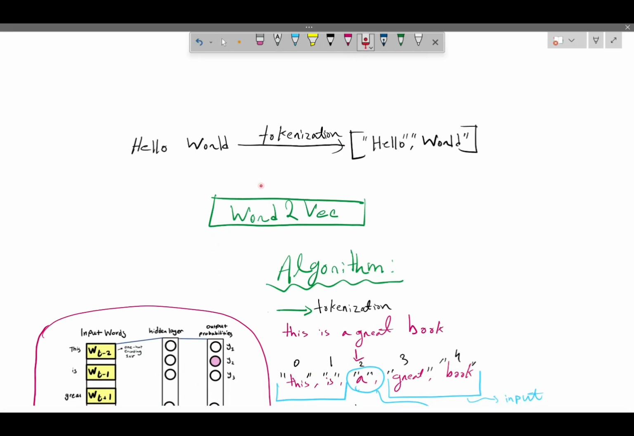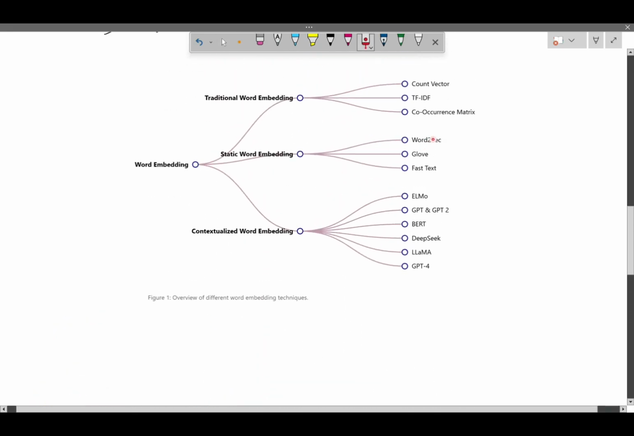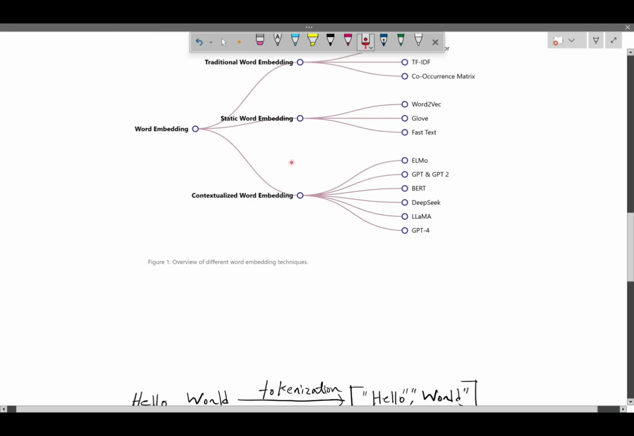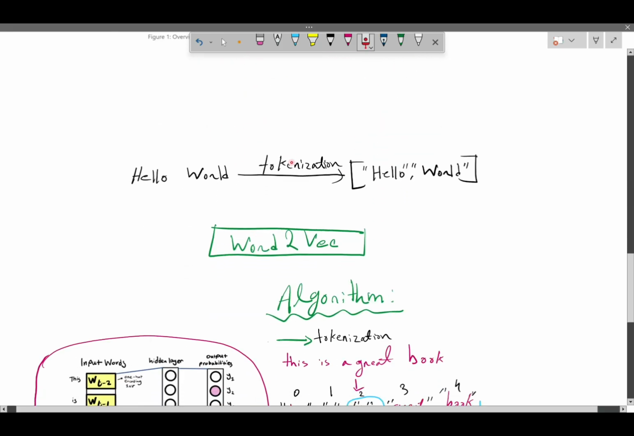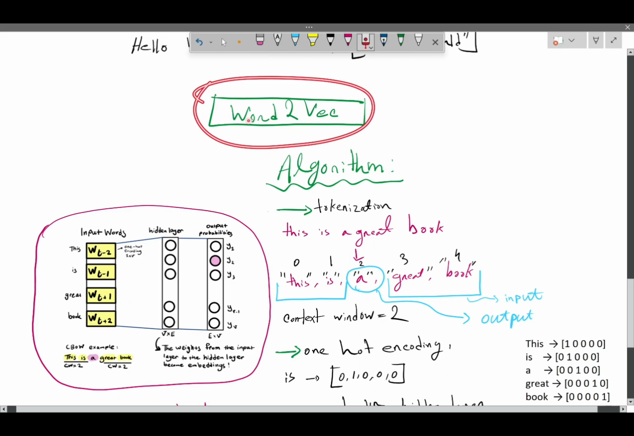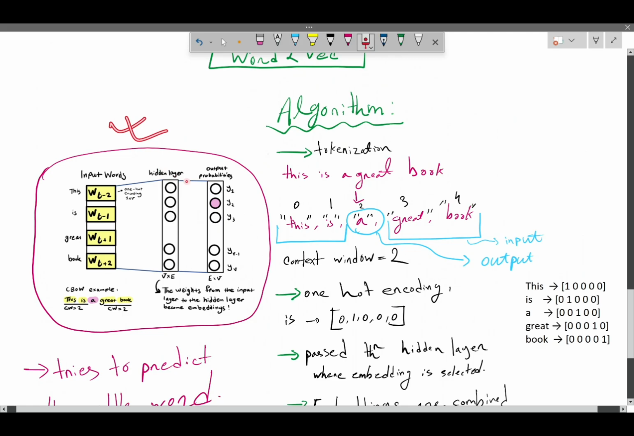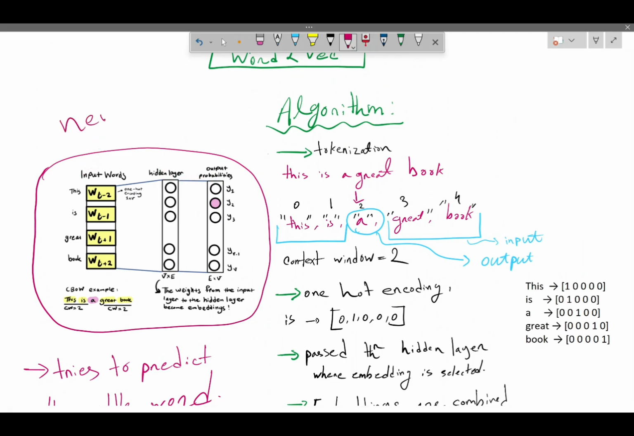Okay. So now here we can see word to vector is an example of static word embedding. To understand modern embedding further, we'll now understand how word to vector works. We have given an example algorithm. So here on the left side we have a neural network.